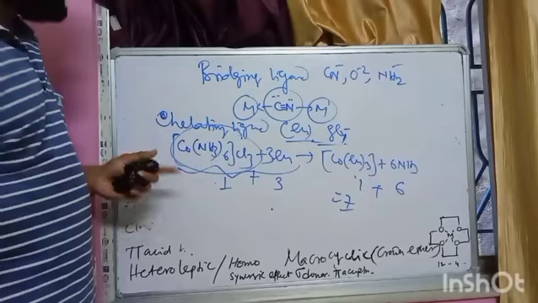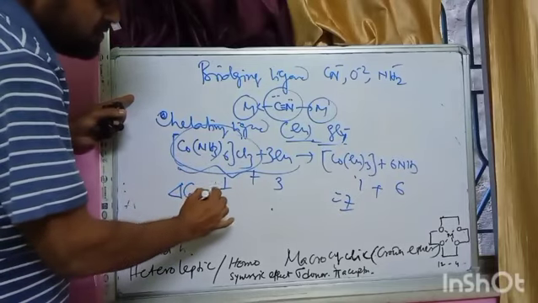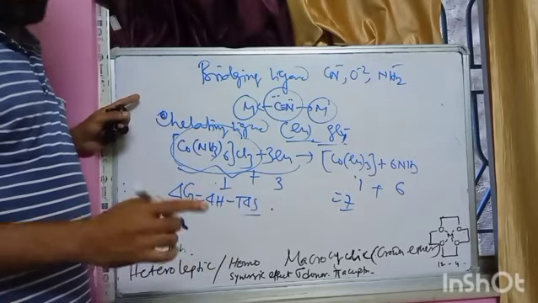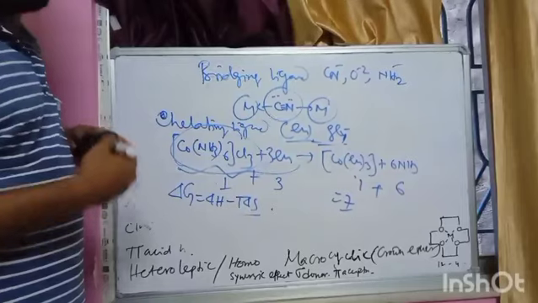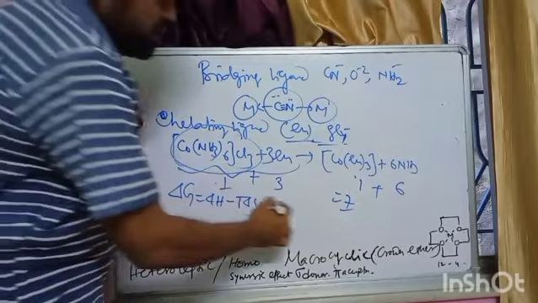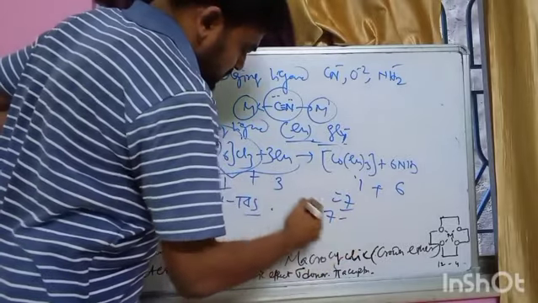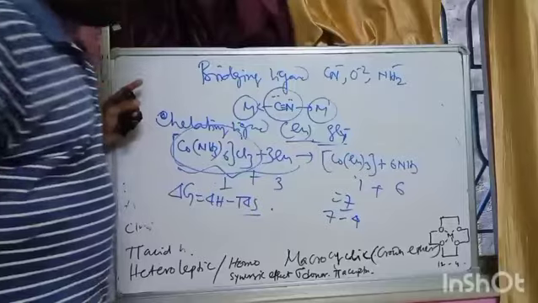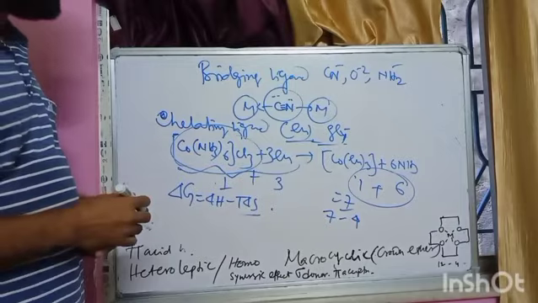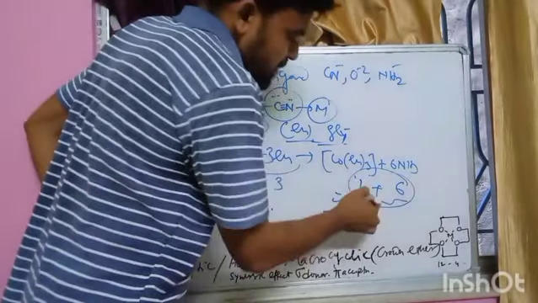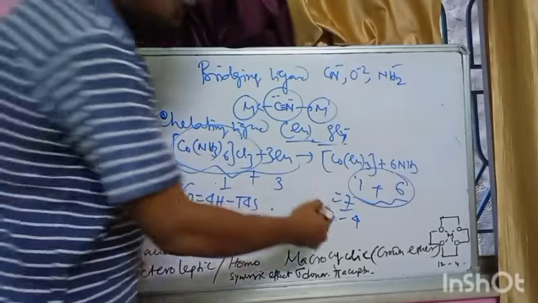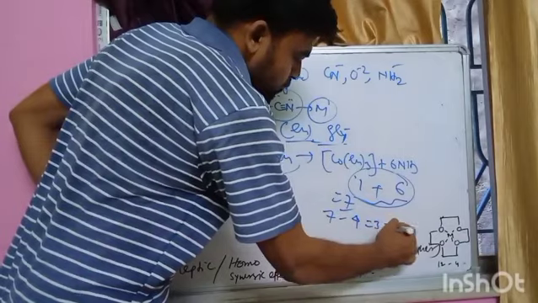Here we know that according to Gibbs free energy, delta G is equal to delta H minus T delta S. Delta S is called entropy, or randomness. When the number of molecules increases, the entropy also increases. Here the entropy arises due to the increase in the number of particles. On the right the number is 7, on the left the total number is 4. So delta S is equal to 7 minus 4, which is 3, that is positive.